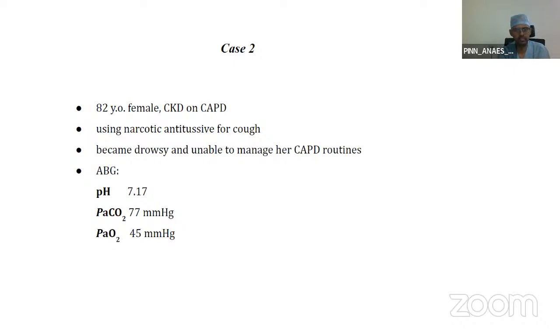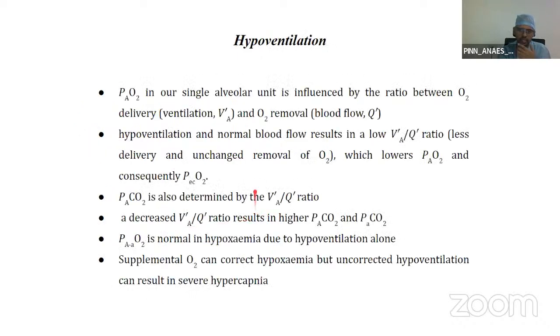So how do we explain this? The reason for the hypoxemia and hypercarbia in this lady is hypoventilation due to the narcotic antitussive.